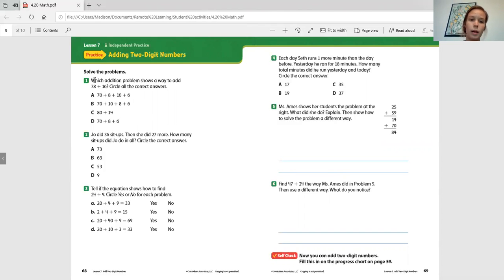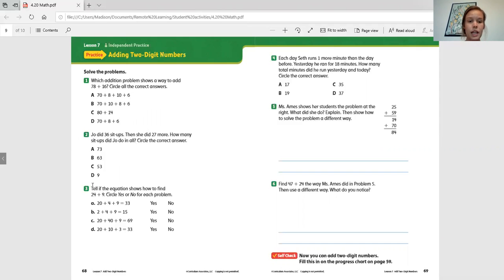So let's start with number 1. Which addition problem shows a way to add 78 plus 16? Circle all the correct answers. There may be more than one correct answer, so try to solve all of those to see which one gets you that same answer. Number 2, Joe did 36 sit-ups, then she did 27 more. How many sit-ups did Joe do in all? Circle the correct answer.